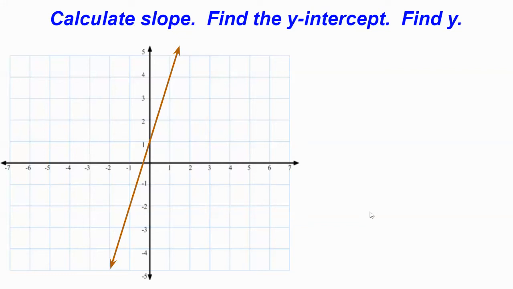Okay, so what happens now if we're going to use that pattern, but we're looking at a graph? So the first thing, let's find the slope and the y-intercept in a graph. Let's review that real quick. Remember, we're looking for our staircase, right?